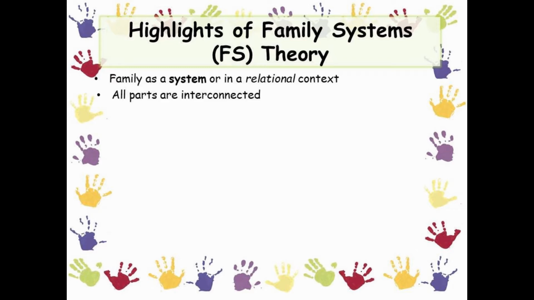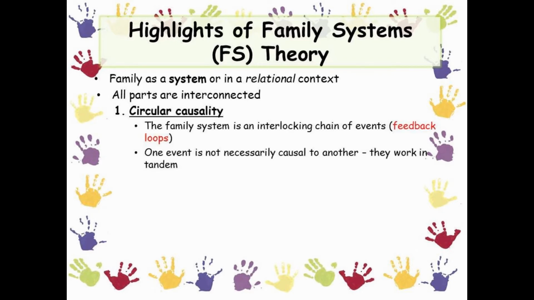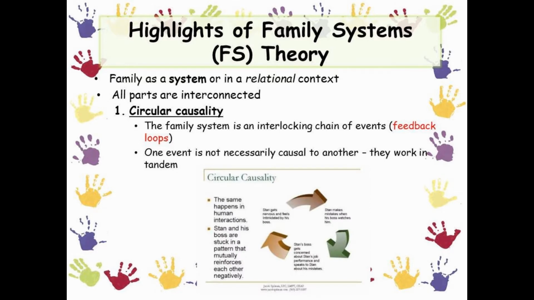We think of family as a system or in a relational context in which all parts are interconnected, and there are 3 terms to keep in mind here. The first is circular causality, and this means that the family system is actually an interlocking chain of events called feedback loops, which are constantly occurring. One event is not necessarily causal to another, rather they work in tandem to create the dynamics that occur.